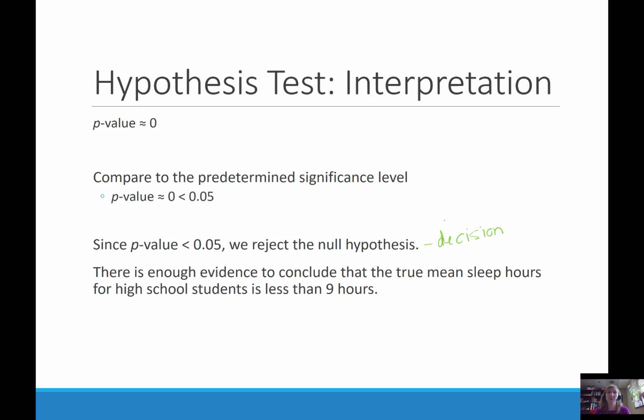Just as the confidence interval is interpreted, a hypothesis test has an interpretation or a conclusion. This will always follow a specific format, whether there is or is not enough evidence, plus the research hypothesis. In this case, since the null hypothesis was rejected, we say there is enough evidence to conclude that the true mean sleep hours for high school students is less than 9 hours.